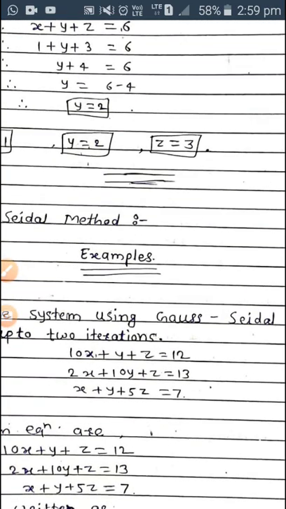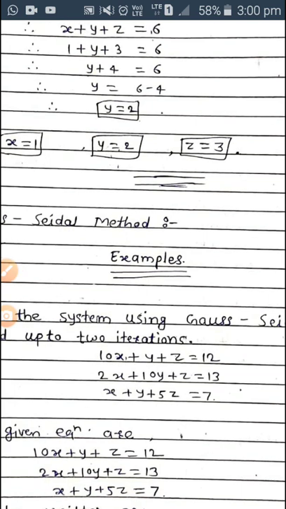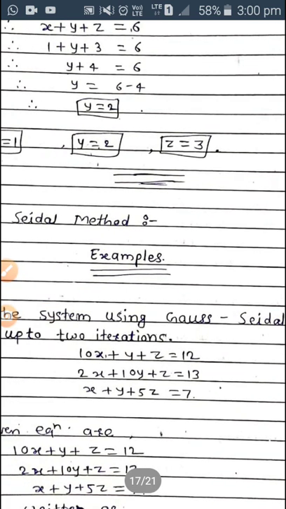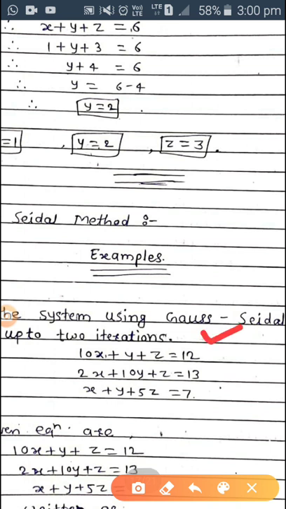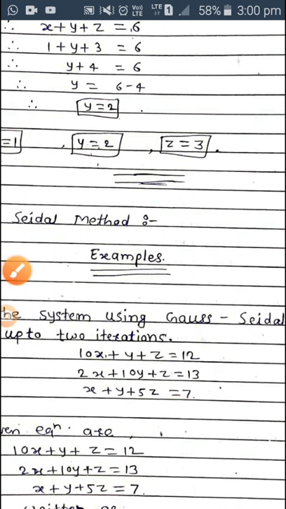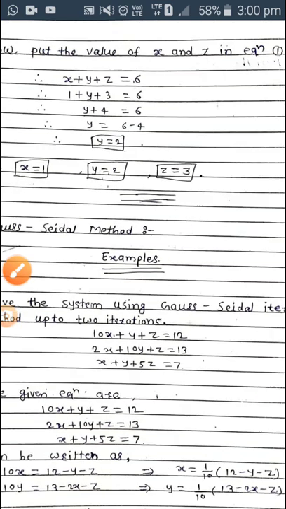The given 3 equations are 10x + y + z = 12, 2x + 10y + z = 13, x + y + 5z = 7. So these are 3 equations, and we have to solve this system using the Gauss-Seidel method. Now we solve it.